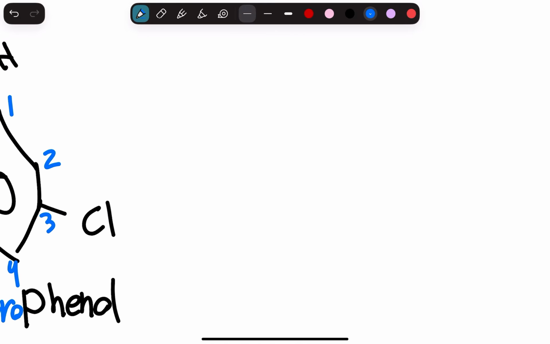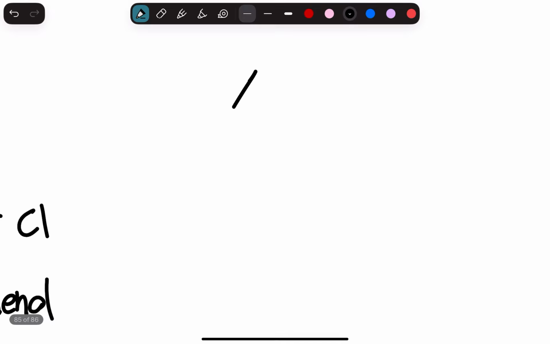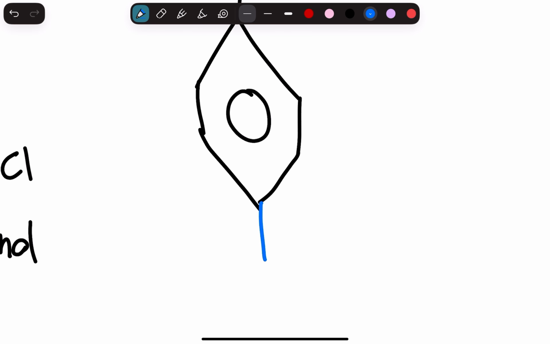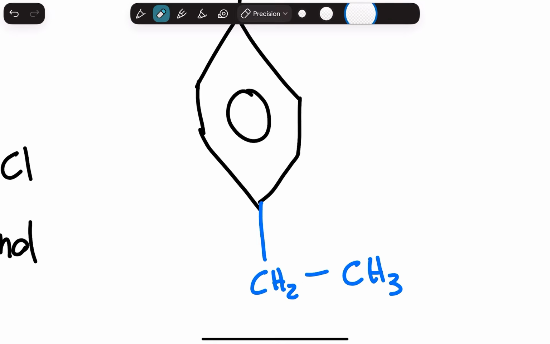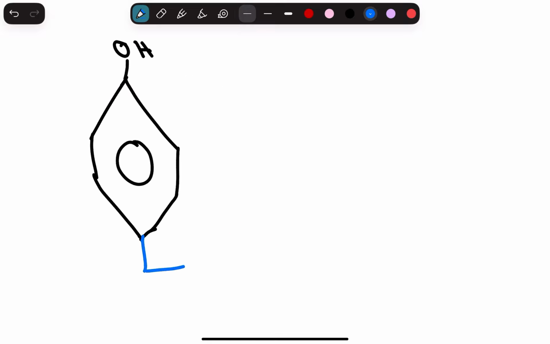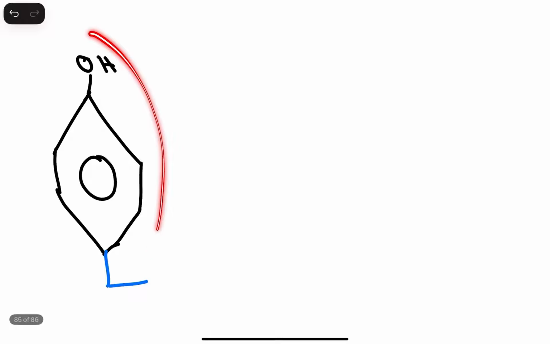Let's say we have something like this. Our benzene ring. We have our OH group. But then down here, we have something like this. Or actually, let's draw it like this. So what would this be? Oh, let's do it like this. What would this be? So let's identify what our parent chain is.